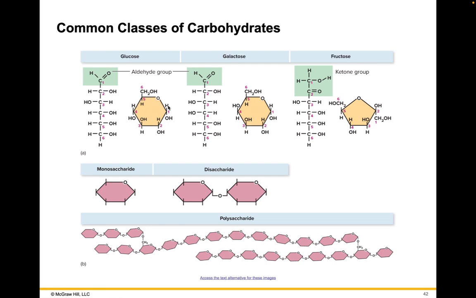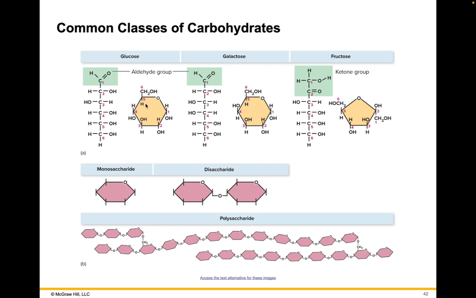Galactose: 1, 2, 3, 4, 5, 6, another hexose. And so it can also be linear form or a ring. Fructose, it's another hexose. And all of these are monosaccharides and hexoses.